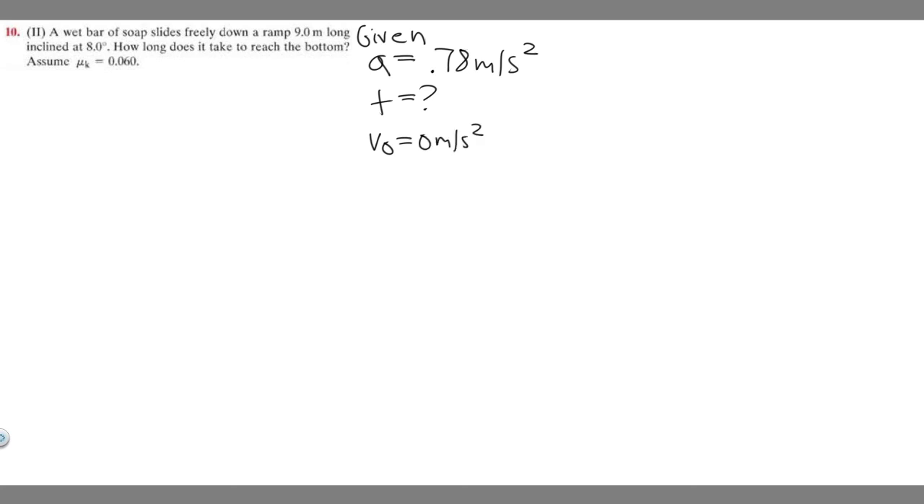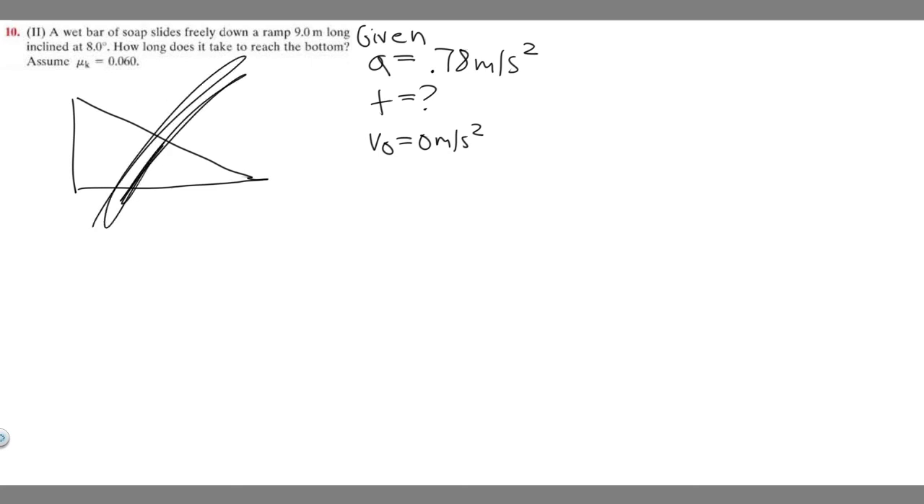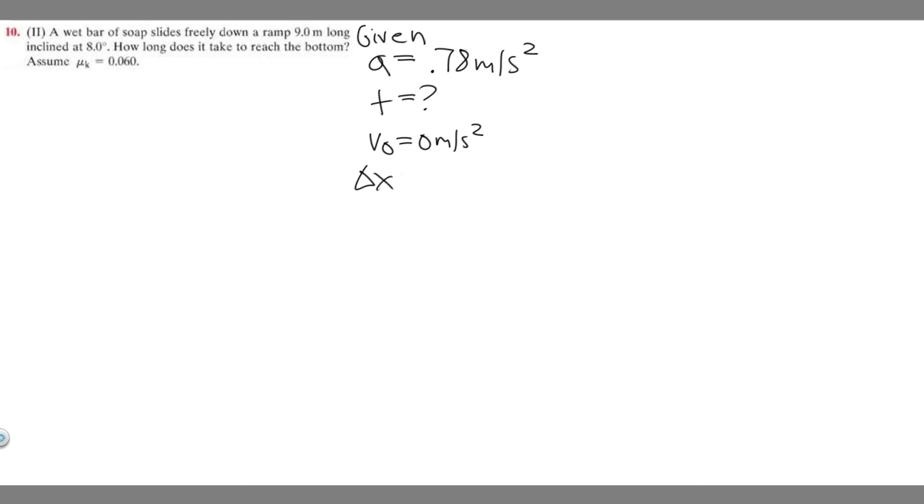And so we also know, if I redraw the ramp, right? Here's our ramp. And remember how I said to treat this as the x-axis, this is the y-axis? So in the y-axis, we're moving 9 meters, right? So our x-axis moved 9 meters. So our change in x is going to be 9 meters. And so now with these variables, what we can do is just go ahead and solve for time. So let's go ahead and do that.